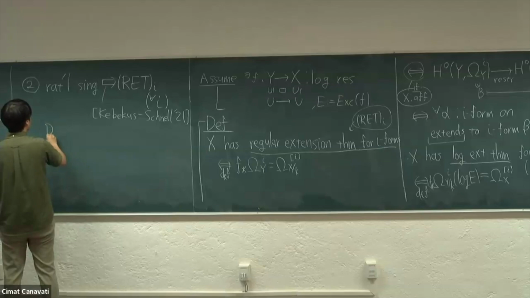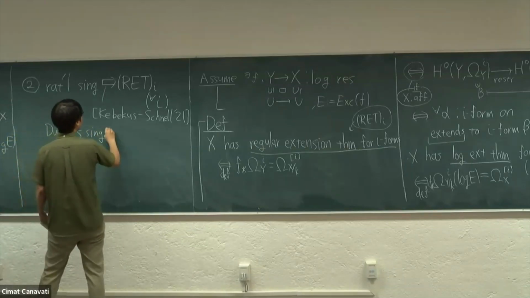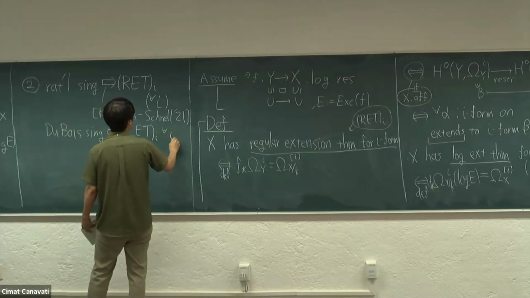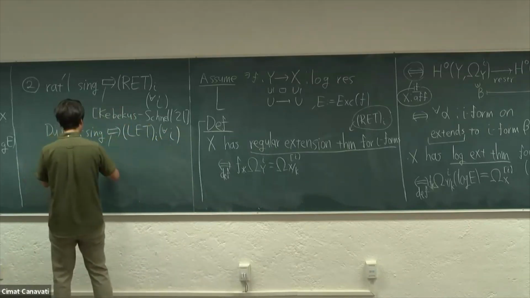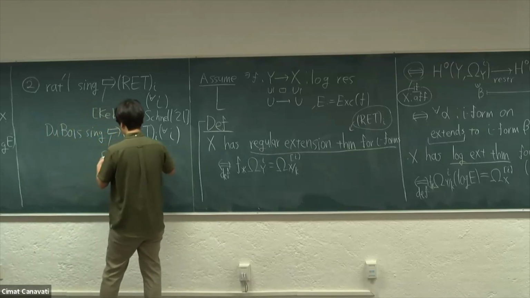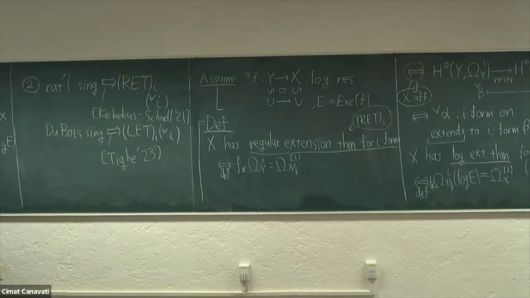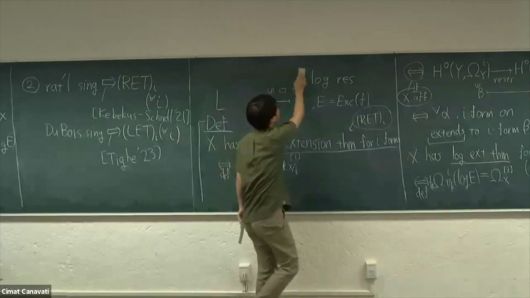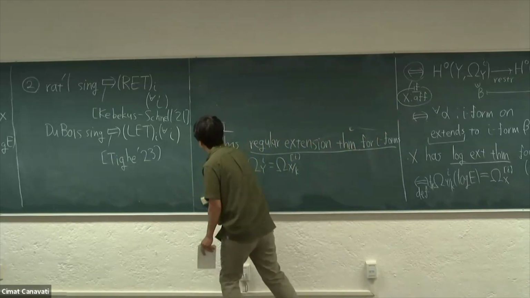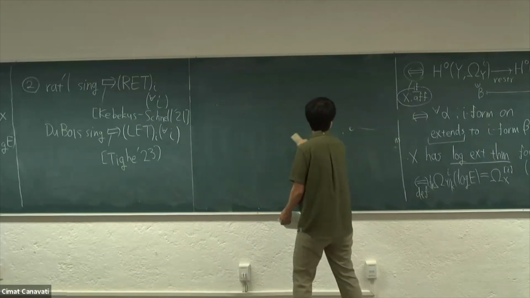On the other hand, if we assume that the singularity is Du Bois, then a similar thing holds for all forms. This was proved by someone else. Okay, so this is the overview of the regular extension theorem and the log extension theorem in characteristic zero.